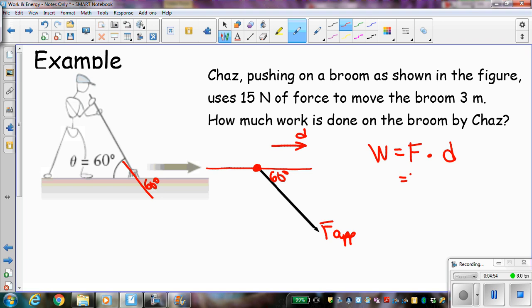And so this would just be 15 times the cosine of 60, and then it moved 3 meters, and that'll give us a Newton meter. And so that's how much energy he added to the system to get it to move.